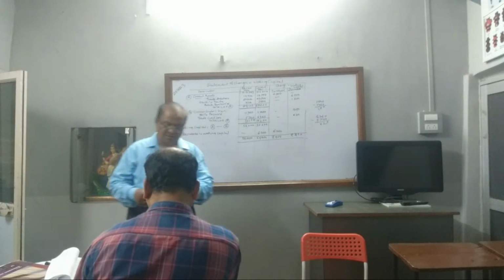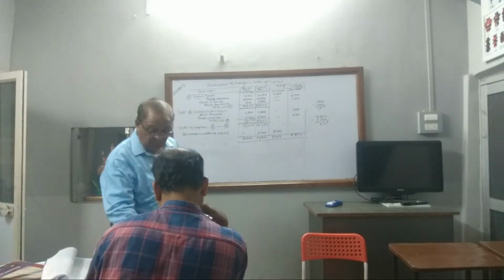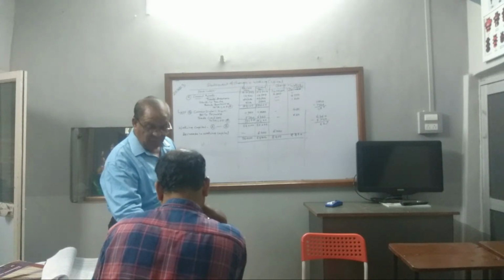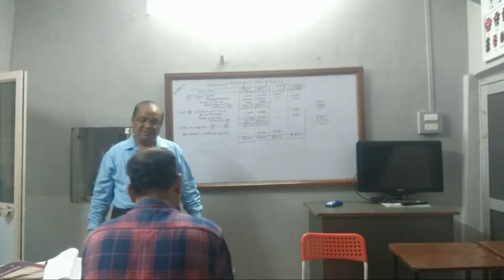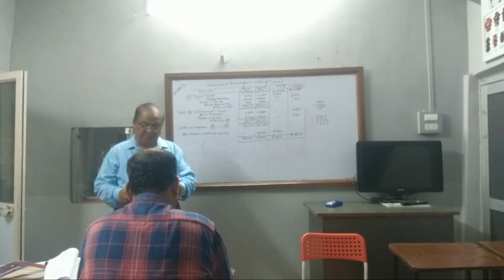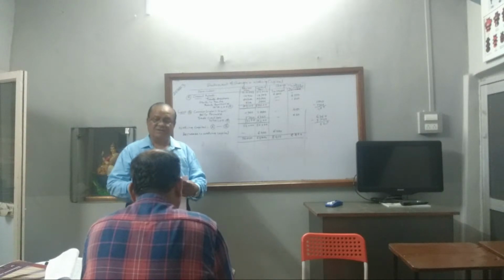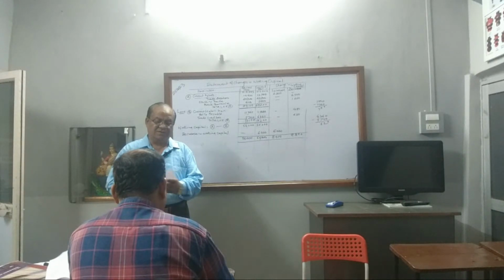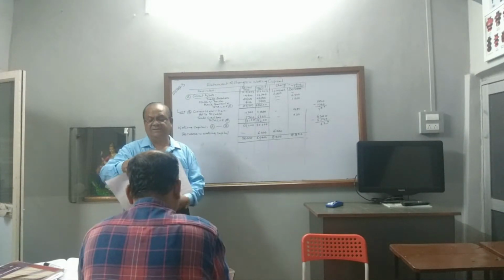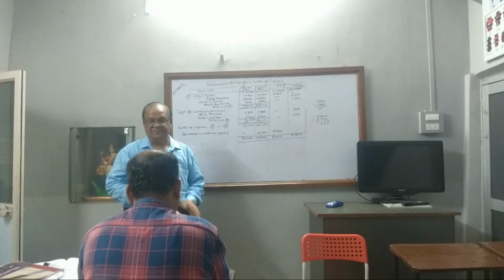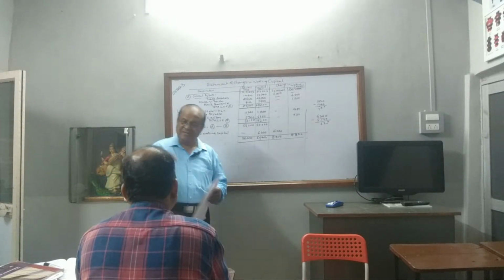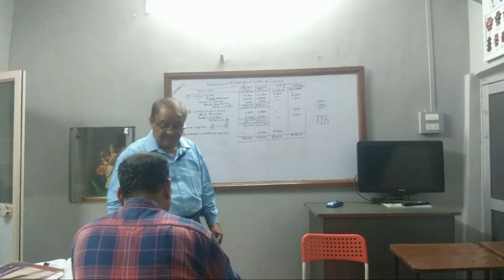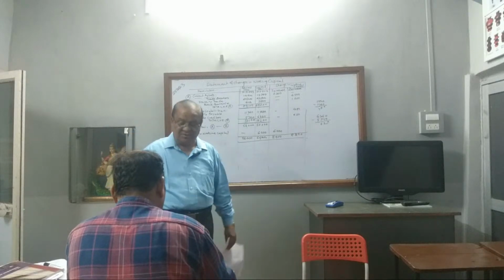Then second, control devices. Control devices. So a fund flow statement can be used as a control device by the management. It is used as a control device to make the financial planning more effective. So at that point, write down there: control device.